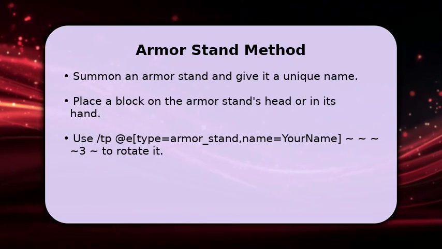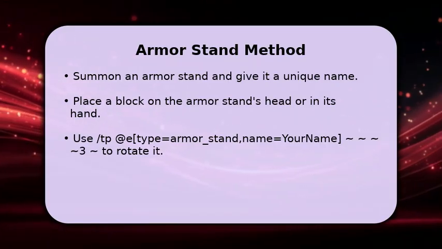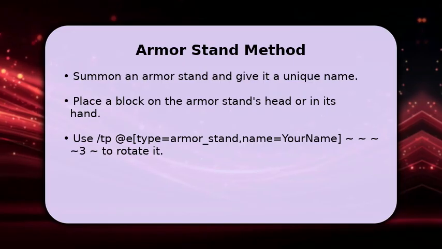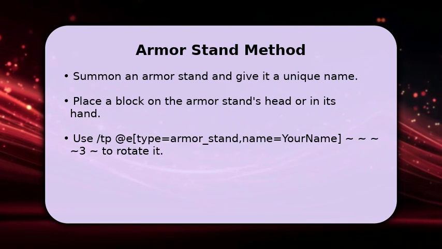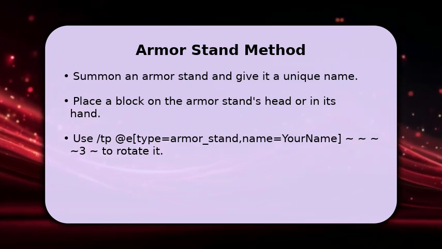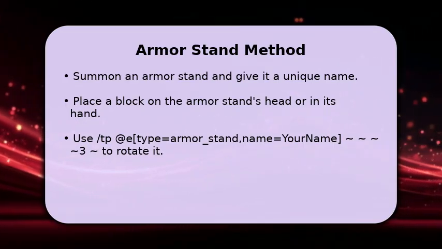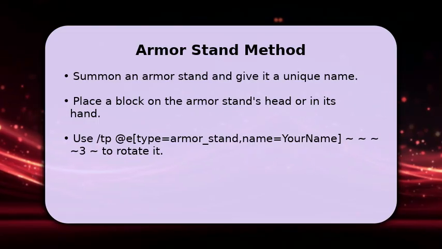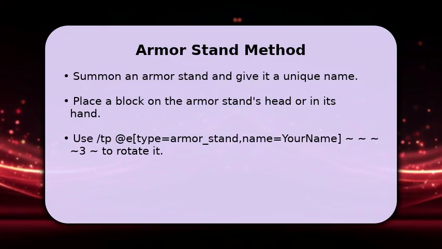Another popular method involves using armor stands. Summon an armor stand, give it a unique name like spinning block, and place your desired block on its head. Then, use a repeating command block with /tp @e[type=armor_stand,name=spinning_block] ~ ~ ~ ~3. The 3 controls the rotation speed. You can also make the armor stand invisible for a cleaner effect, creating the illusion of a spinning block.